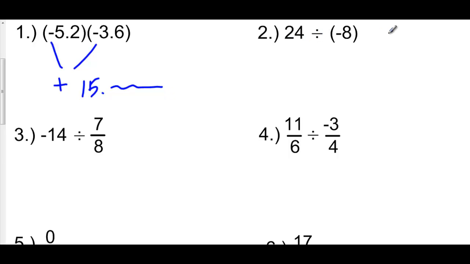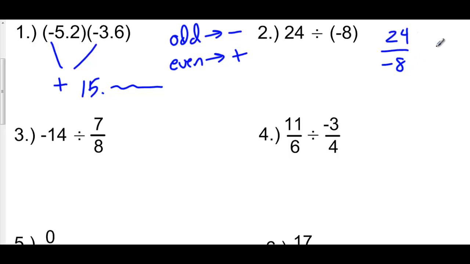Now when I see a division sign, I like to turn it into a fraction. So that's 24 divided by -8. We have one negative. So the key is if we have an odd number of negative symbols, then the whole thing is negative. If we have an even number of negative symbols, the whole thing is positive. So 24 divided by 8 is 3. We have an odd number of negative signs, so -3 is your answer.